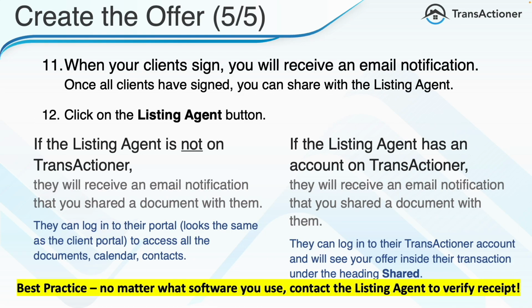When your client gets the email, they will log into the portal, they will sign the document, and you will receive an email notification once they have signed. Once all clients have signed, then you can share with the listing agent. Do not share with the listing agent before you get the signatures. The listing agent will not see the update unless you reshare with them. So the best practice is to make sure you get the signatures first, and then you share it with the listing agent.